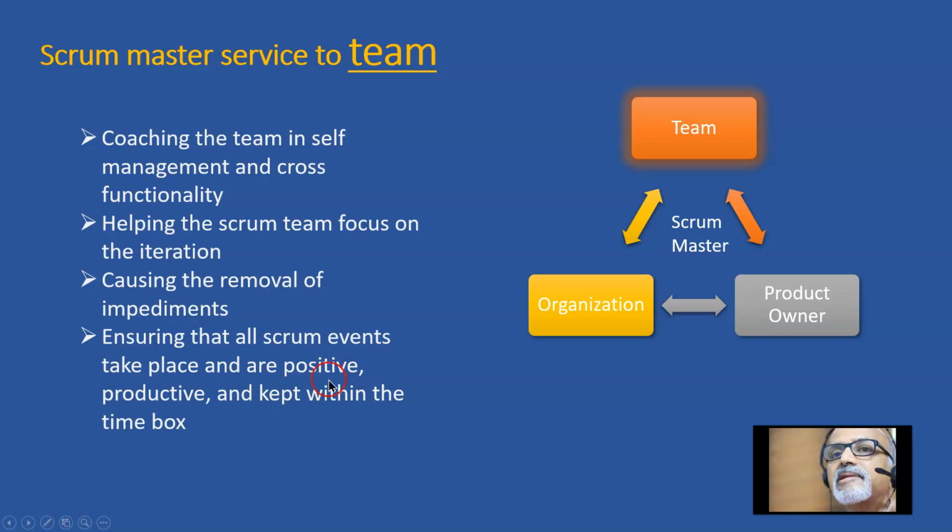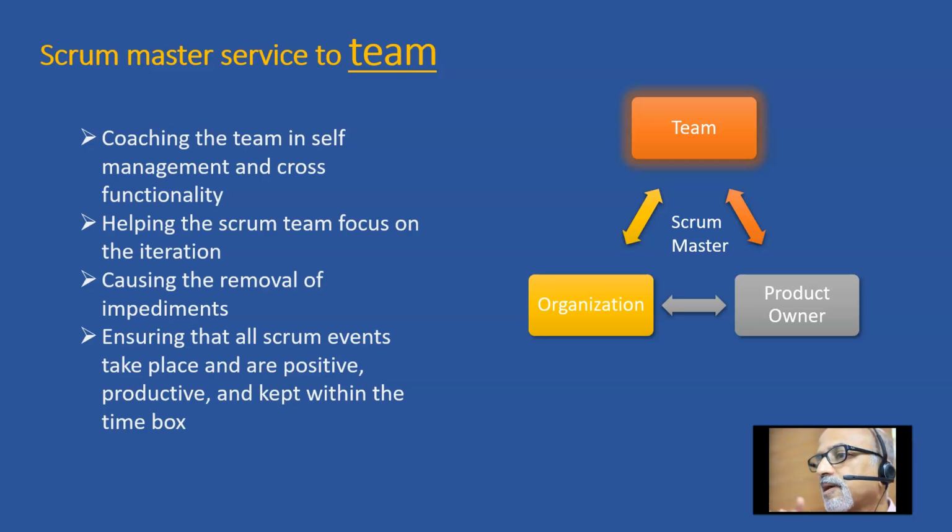And ensuring that Scrum events take place and are positive, productive, and kept within the time box. This time boxing is very critical in Scrum. Of the three pillars of project management, time, cost, and scope, in Scrum what is non-negotiable is the time. Time cannot be negotiated. If we say a planning meeting is a 4 hour meeting, it should get over in 4 hours time. If you say a daily Scrum or the daily stand-up meeting is for 15 minutes, it should get over in 15 minutes time.